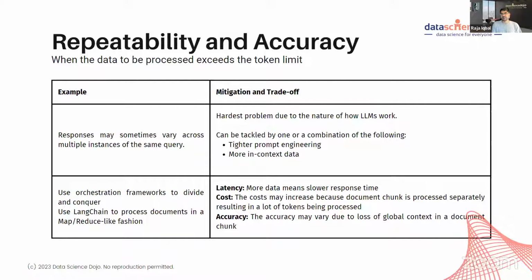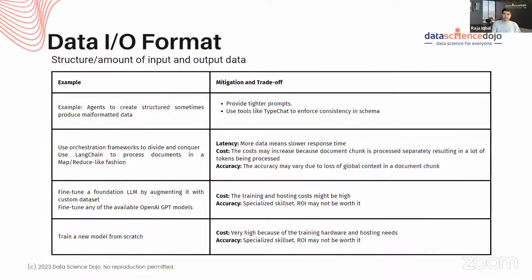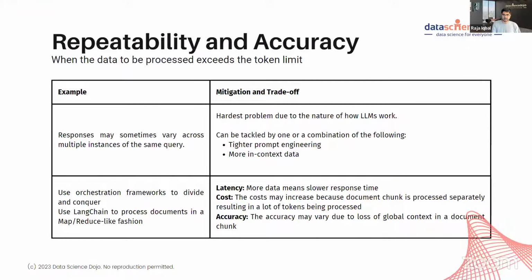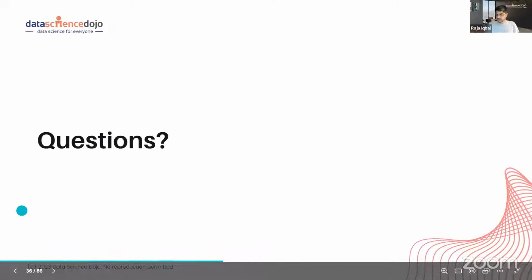But these are some of the problems that we personally witnessed that were very common. The size of data was one of the major problems, and of course, size directly translates to latency, cost, and accuracy when you're dealing with a bigger size. Of course, data IO format, we dealt with those challenges, and repeatability and correctness of the output. With that, I think I am done with the main presentation.